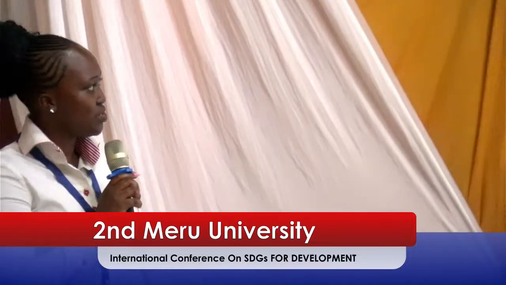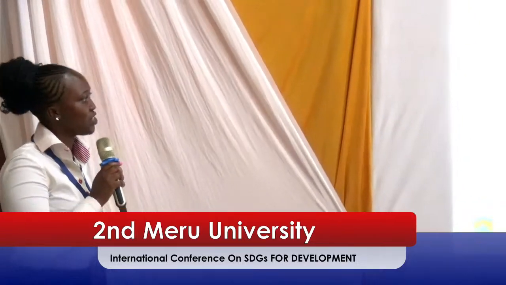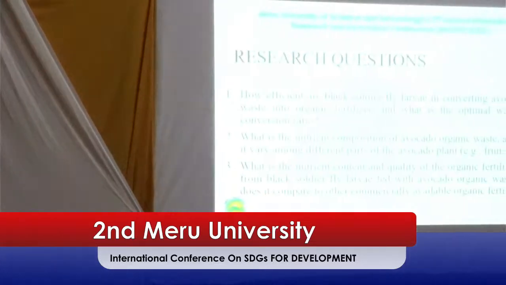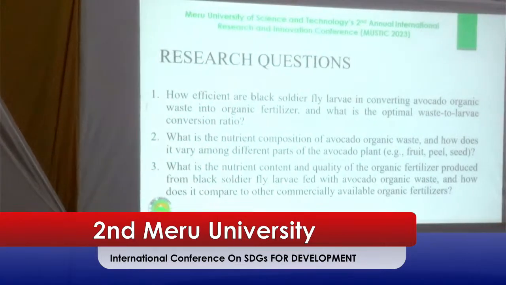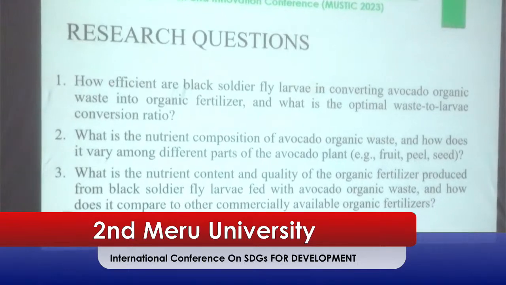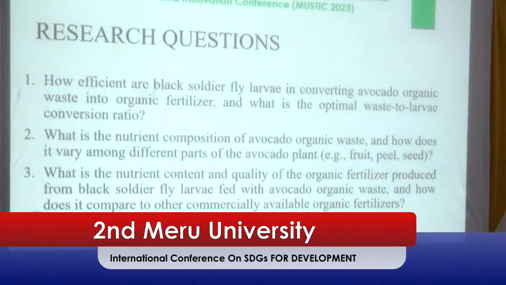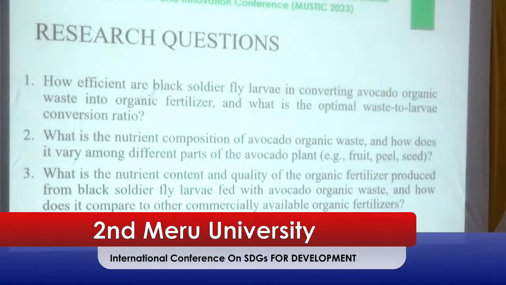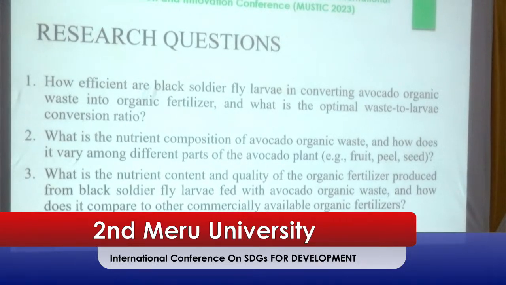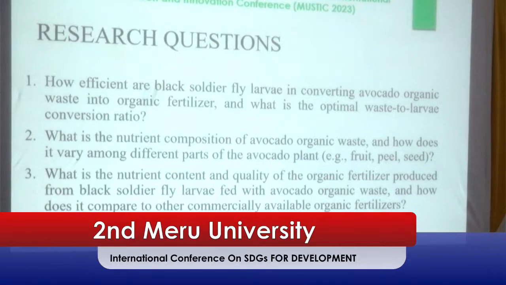My research questions are: how efficient are black soldier fly larvae in converting avocado organic waste into organic fertilizer? And what is the optimal waste to larvae conversion ratio? What is the nutrient composition of avocado organic waste, and how does it vary among different parts of the avocado plant? And the third one is, what is the nutrient content and quality of the organic fertilizer produced from black soldier fly larvae fed with avocado organic waste? And how does it compare to other commercially available organic fertilizers?